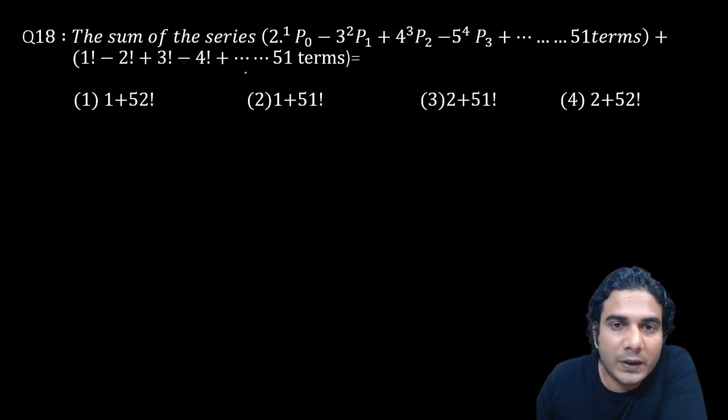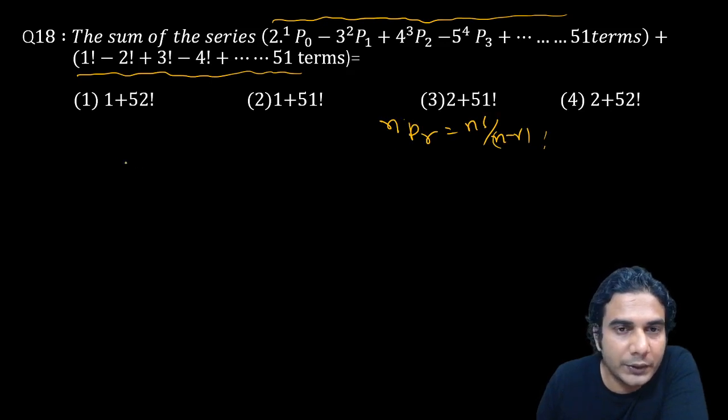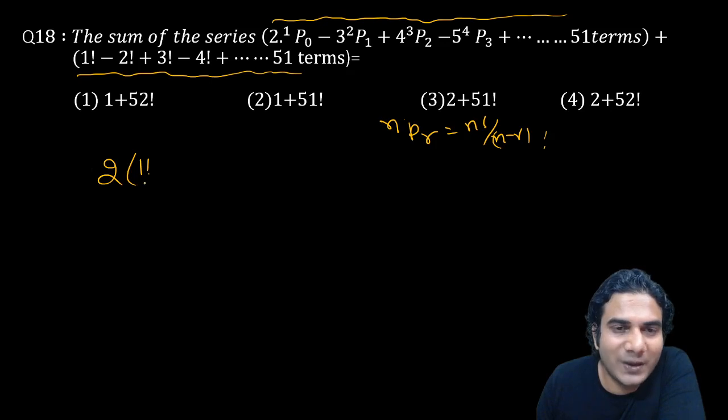There's 1P0, 1, 2P1. So let's write the values. This is a series up to 50 terms added with another series with 50 terms. So first of all, let's simplify this series. nPr is n factorial upon n minus r factorial, all right? So using that, I can write the value of 1P0. This is 1 factorial upon 1 minus 0 factorial. 1 minus 0 factorial is 1 factorial, all right? Minus 3 into 2P1 is 2 factorial upon 2 minus 1 factorial, which is again 1 factorial, plus 3P2.